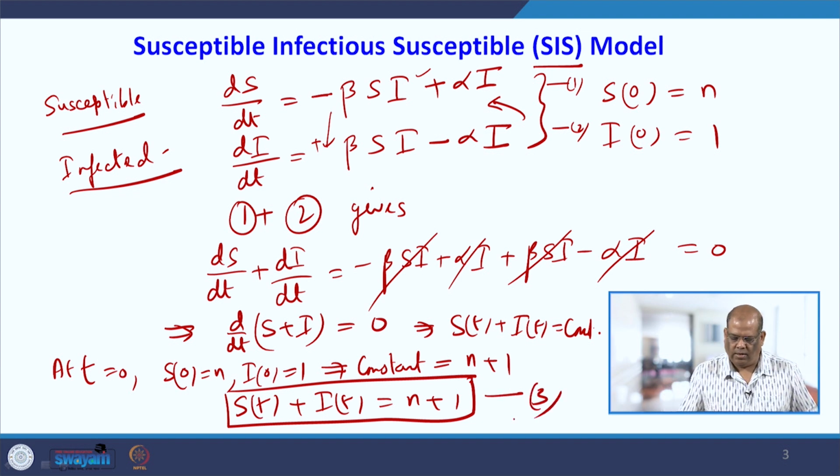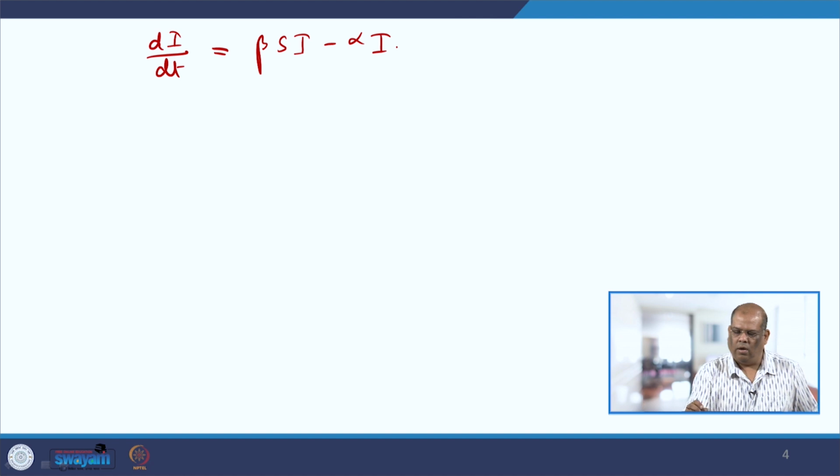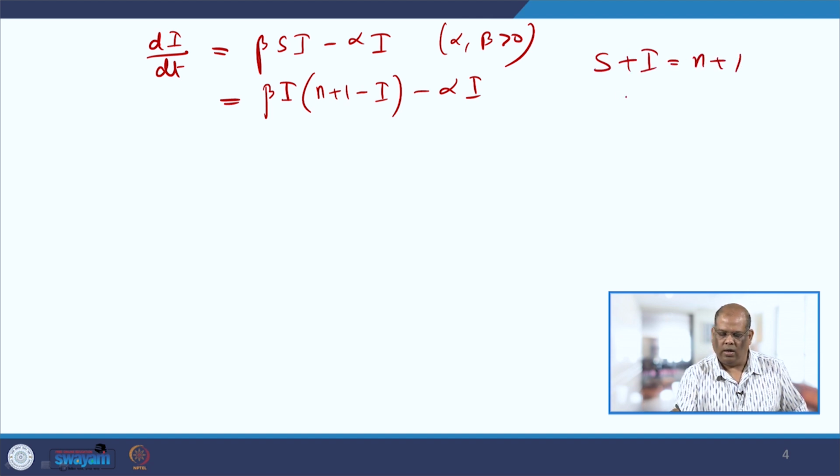Now you either eliminate S or eliminate I from these two equations. I will eliminate S because there is only one S here, and solve for I. So, you have dI/dt equal to beta SI minus alpha I. Obviously, alpha and beta are positive parameters. What I am going to do here is replace this S by n plus 1 minus I, because I have S plus I equal to n plus 1, so S is n plus 1 minus I, which I have replaced here.